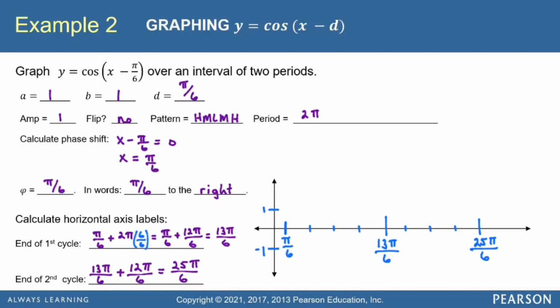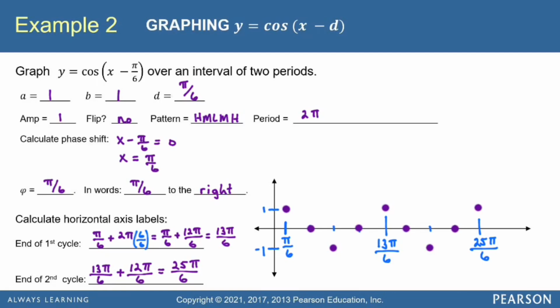Okay, now let's sketch the dots for our pattern. So we know that the pattern is high, middle, low, high. It's going to start at pi over 6 at the high point. So here we go: high, middle, low, high. You see how my first dot is not on the axis, it's shifted over. That's the phase shift. So we've got high, middle, low, high, and then you're just going to continue that pattern for the second cycle. And now we're ready to connect the dots.